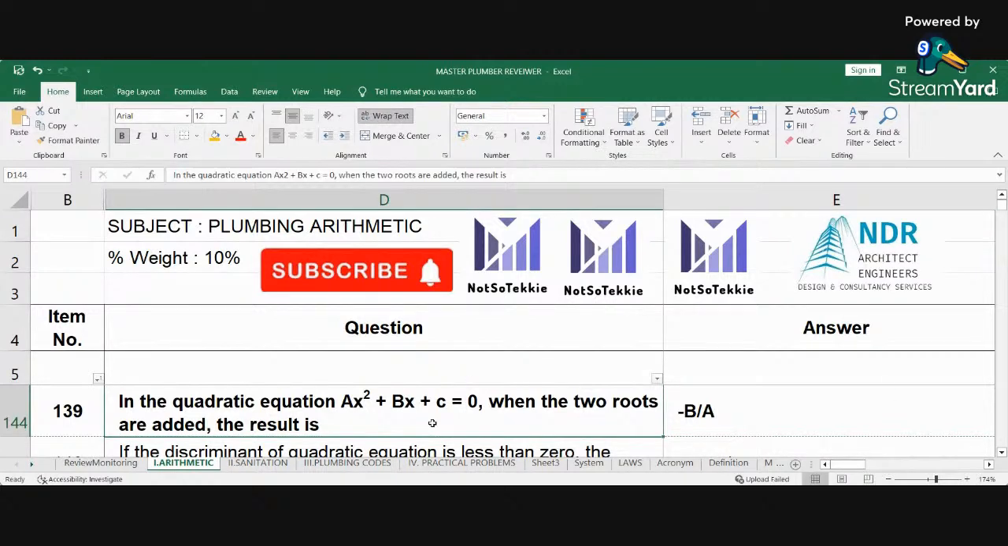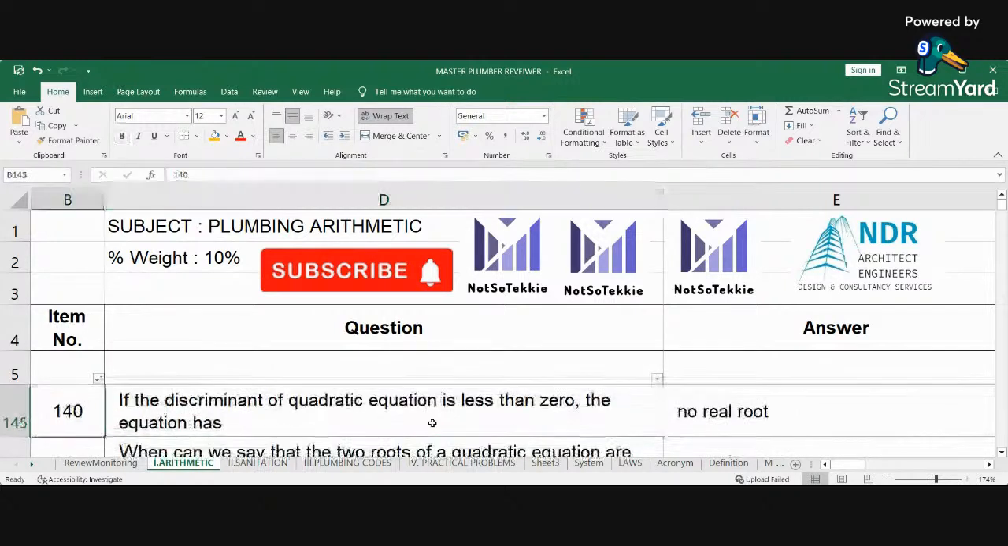In quadratic equation, ax squared plus bx plus c is equal to 0, when two roots are added, the result is minus b over a.